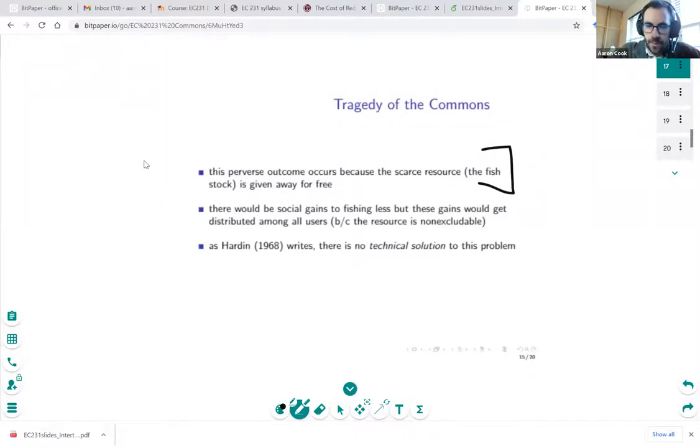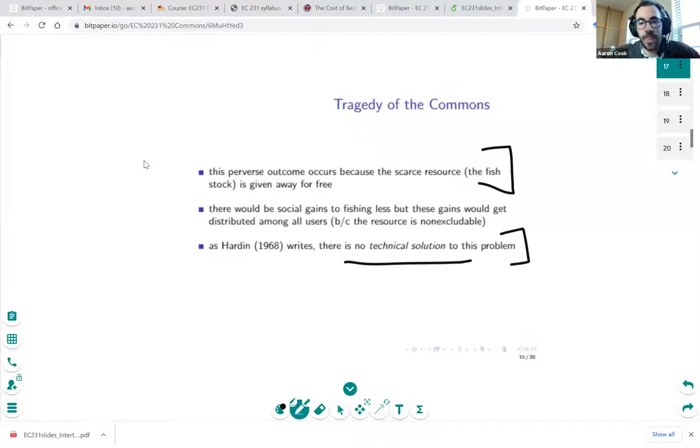There's a famous paper from 1968 that talks about the tragedy of the commons. And there's an interesting line in the paper where Garrett Hardin says there's no technical solution to the problem. It's not like technology is lacking to solve this problem. It's not as if building different sorts of physical mechanisms, or different kinds of boats, or different kinds of fishing technology, is going to solve it.